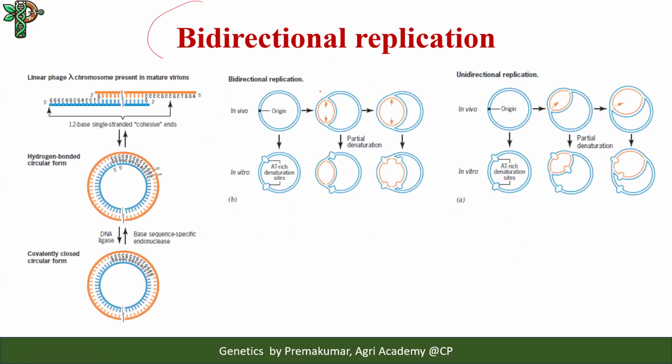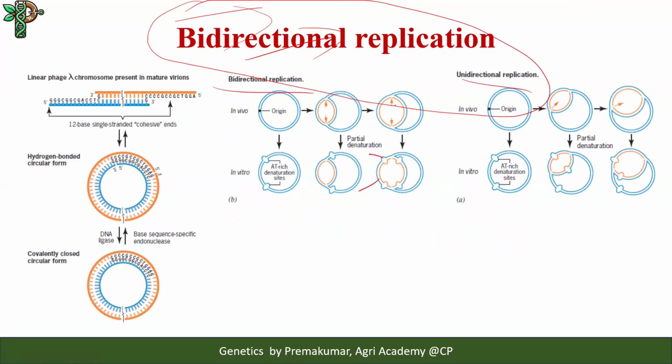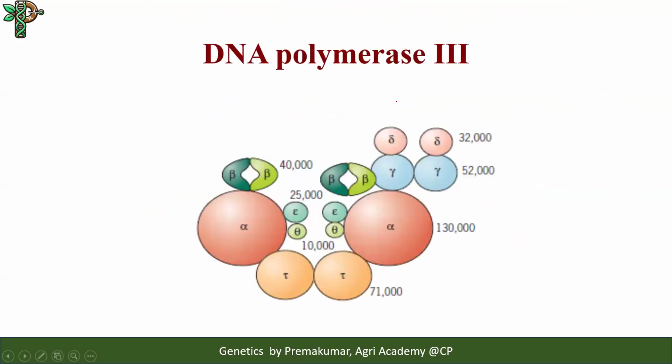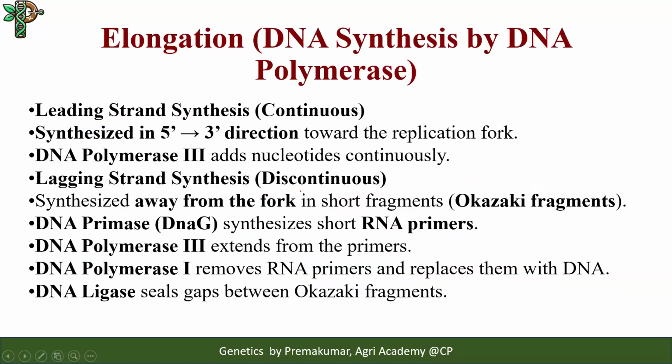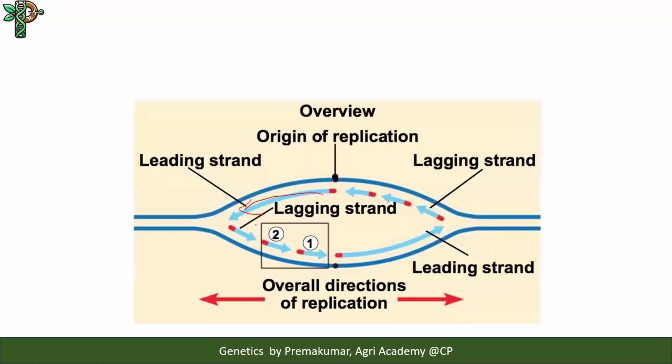Then the replication occurs in one direction or both directions, unidirectional or bidirectional. If it is unidirectional, replication occurs on only one side, but here there will be two sides. You can see in this very clear picture, in this direction DNA replication occurs, and in this direction also, from the origin of replication. In both directions, you will get the replication.